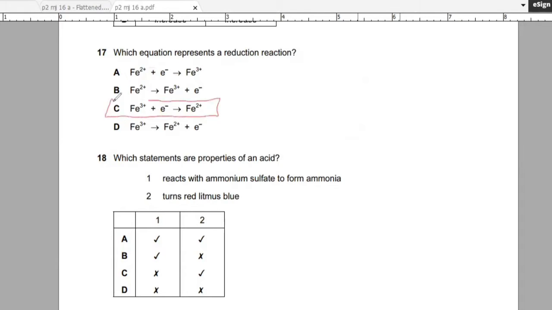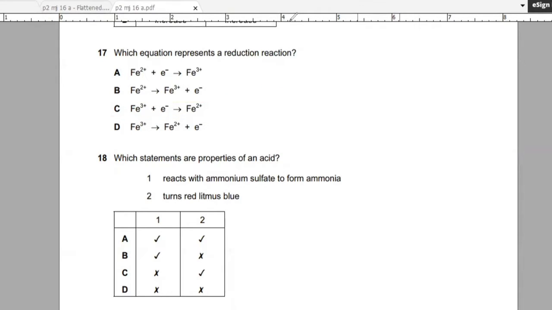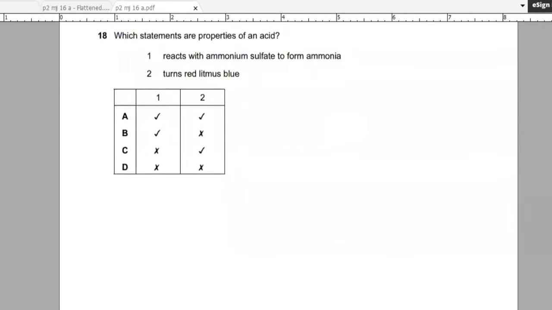So the right answer is option C. Why not D? D is actually wrong. It is not gain of electrons; it is about loss of electrons. So the right answer is option C, because this is about the reduction reaction. Reduction means gain of electrons. How many electrons? One electron. After gaining one electron, the Fe3+ ion became an Fe2+ ion. So in reduction, the oxidation number will always decrease. In oxidation reactions, the oxidation number will increase.